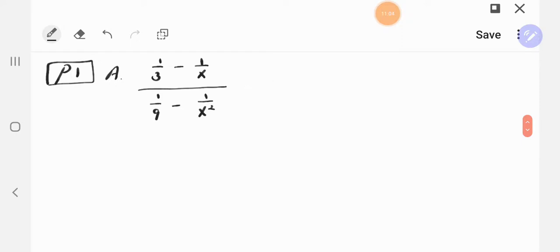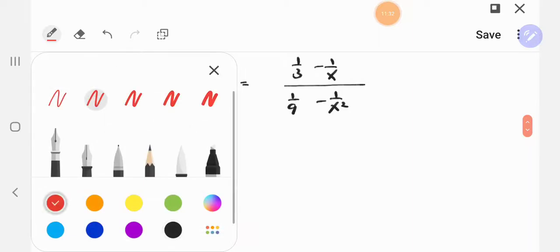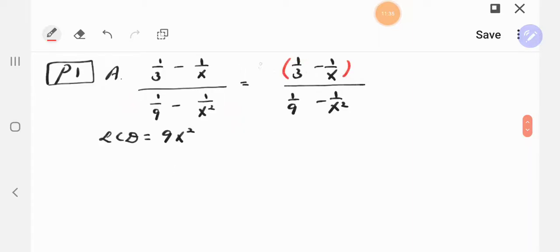Okay, so what is the LCD? There are 4 fractions, and the denominators are 3x, 9, and x squared. So the LCD is 9x squared. So what we do is multiply the whole numerator and the whole denominator by the LCD, which is 9x squared.